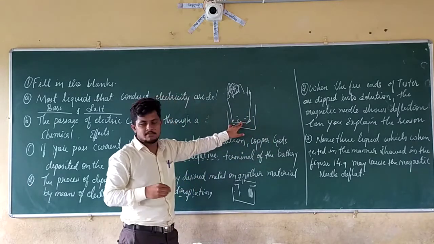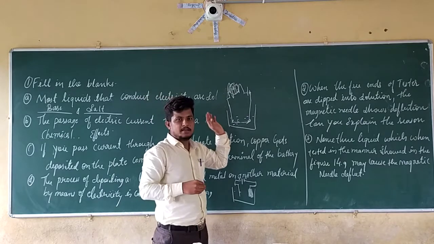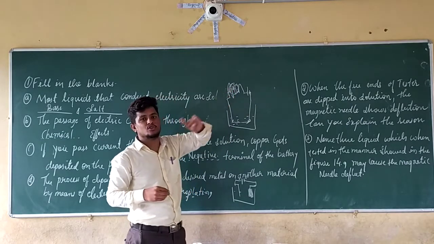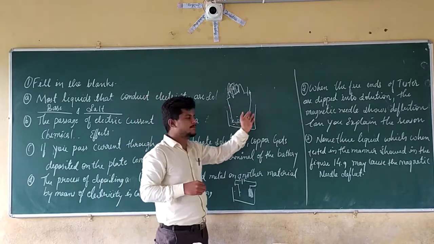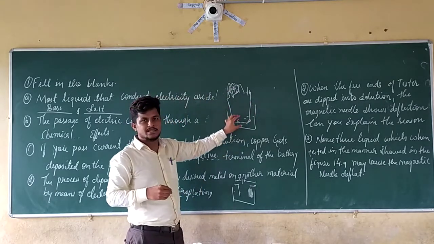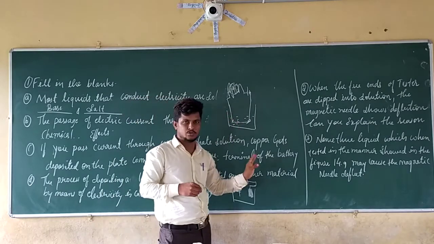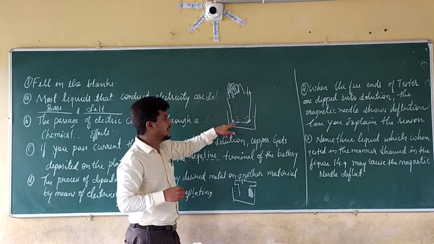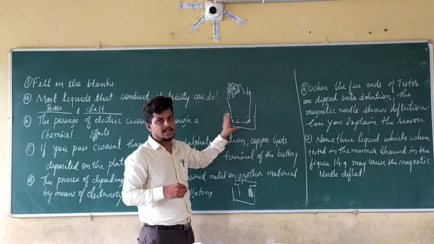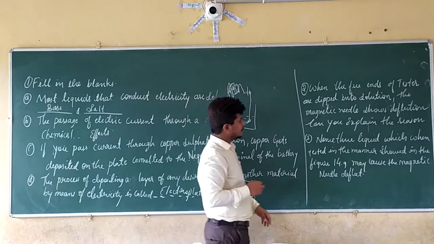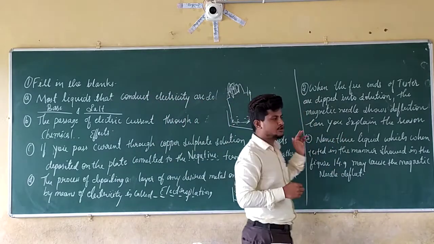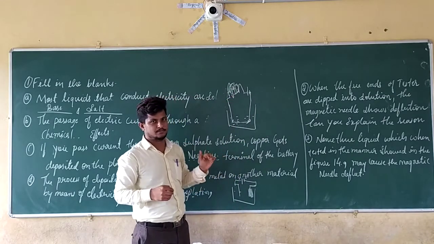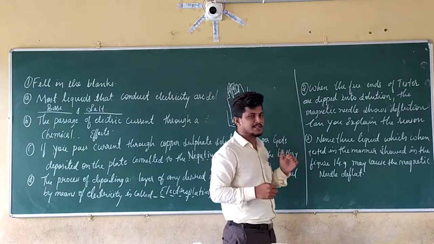Because of the continuous path of the electric current through this solution, the magnetic needle present inside the magnetic tester is going to show the deflection. This is used for checking the conduction of electric current in liquids, where we have studied an activity. So that is the reason: due to the conduction of electricity in this liquid, there is a deflection in the magnetic needle. This is the answer for the second main question.